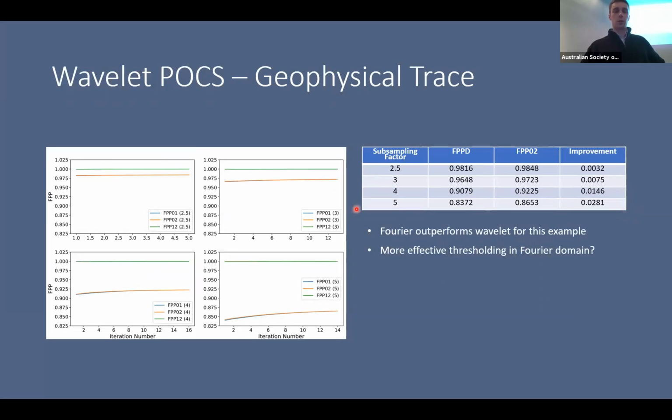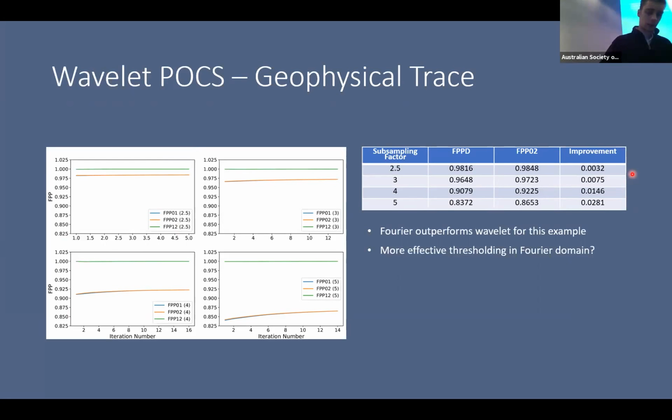So of course, POCS can be used with any invertible transform, so why not the wavelet transform? It's quite difficult to visualize the wavelet transform with all the thresholding. So I've just shown the FPP values here for the same signal. And once again, we do get slight improvements when we use the POCS algorithm over not using the POCS algorithm.